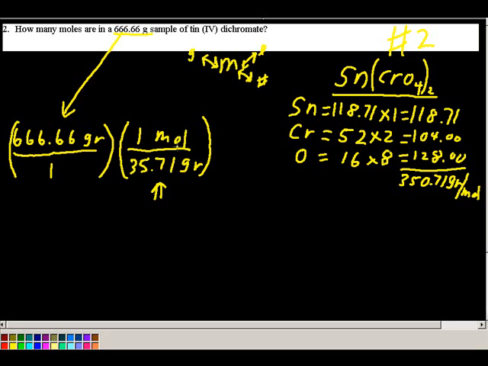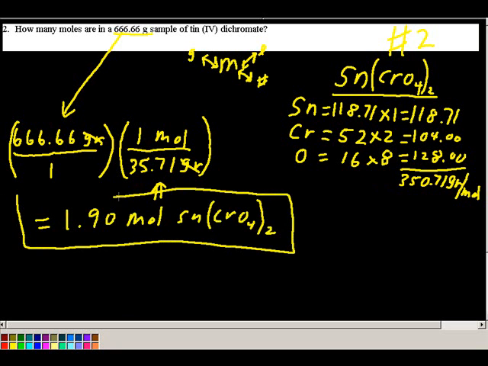Now this problem was given to you with intent, meaning in the last problem you had moles on the bottom, grams on the top. In this case you have grams on the bottom, moles on the top. How do you know which is which? Well, the units you have up here have to be the units that you have down there. And the result is you get 1.90 moles of SnCrO4 2.